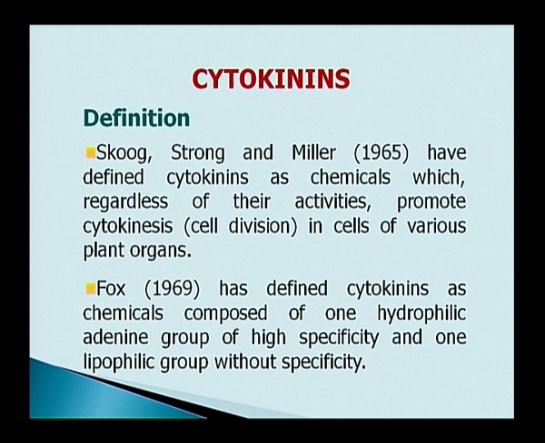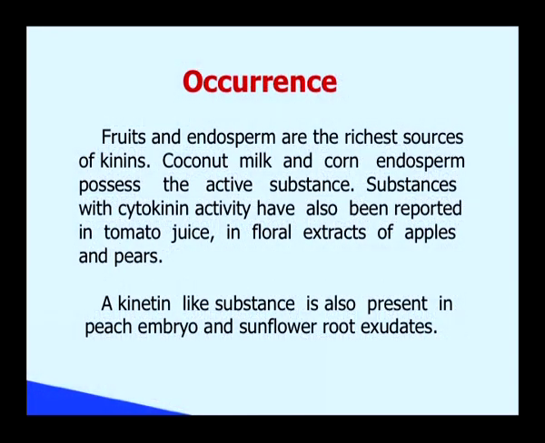Fox again defined cytokinins as chemicals composed of one hydrophilic adenine group of high specificity and one lipophilic group without specificity. Fruits and endosperm are the richest source of cytokinins. Coconut milk and corn endosperm possess the active substances. Substances with cytokinin activity have also been reported in tomato juice, in floral extract of apples and pears. The cytokinin-like substance is also present in peach embryos and sunflower root exudates.